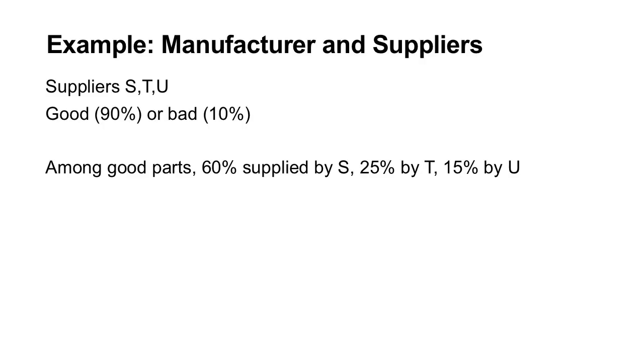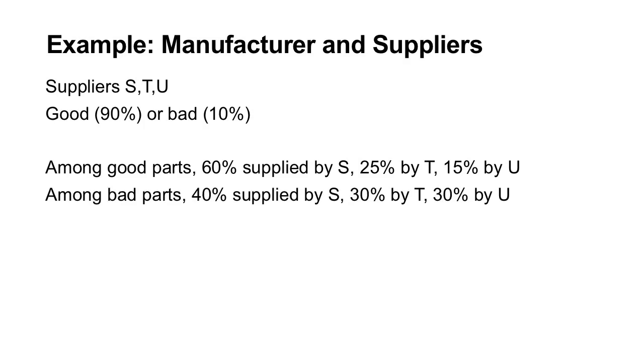The company looked at some recent data to see, is there any difference between our suppliers S, T and U? And here's the data. Among the good parts, 60% came from S, 25% from T, and the last 15% from the supplier U. Among the bad parts, 40% came from the supplier S, and 30% each from T and U.